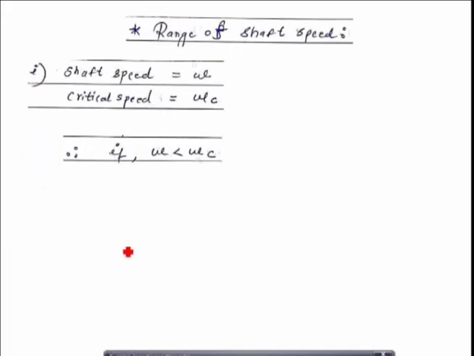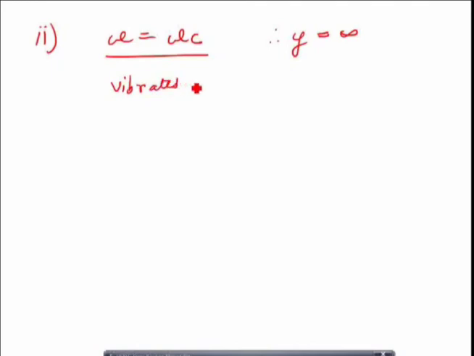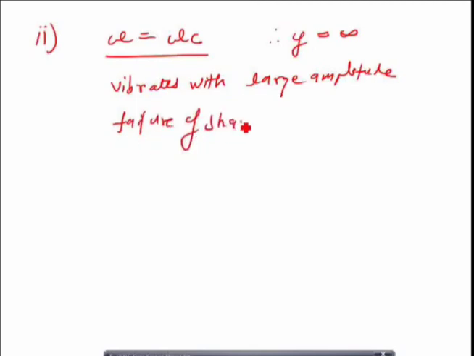Now let us understand the next case. Case number 2 is when omega is equal to omega c. The speed of the shaft is equal to the critical speed. The deflection of the shaft y will tend to infinity, and the shaft vibrates with a large amplitude. This may lead to the failure of the shaft.